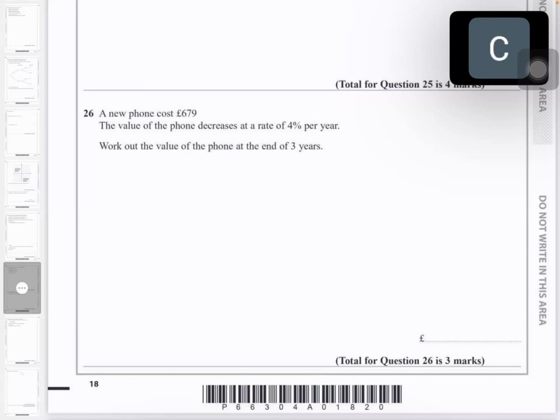Yes. Okay. So this is the whole idea. Value is decreasing. That means we're going to be subtracting at some point. So we're going to say 4% of 679. Okay, that's 4 over 100 times 679 over 1. We'll get the answer for that, then subtract it from 679, right? Yes. And then what next? That will give us the value for the second year. Okay, and then we'll do the same thing, but this time it's going to be 4% of the new value.